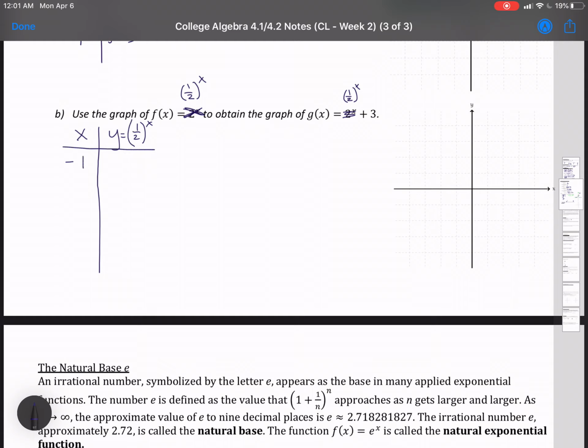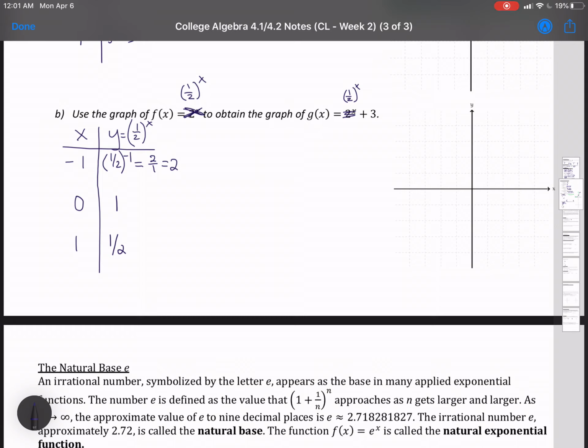And again, I'm going to use -1, 0, and 1. Starting with 0, if we plug anything in, anything to the 0 power is 1, and anything to the first power is itself. Now if we plug in -1, so 1/2 to the negative first power, remember a negative exponent makes a fraction, and if we have a fraction, it flips it. So this becomes 2/1, or just 2.